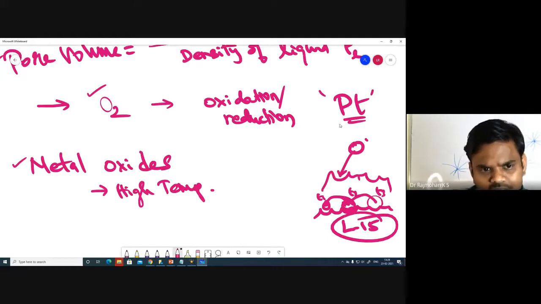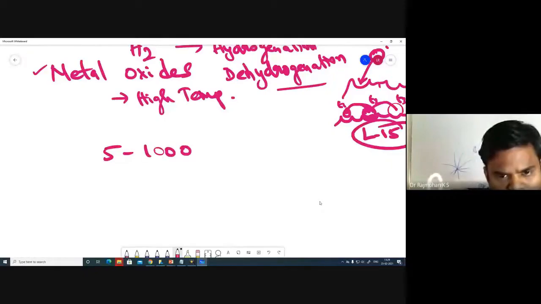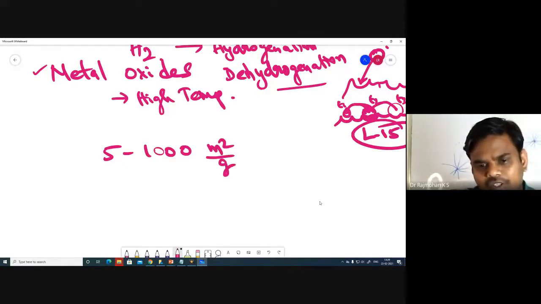Similar to oxygen, we have seen what adsorption of hydrogen is. If something favors adsorption of hydrogen on its surface, and surface diffusion can take place further, then they are preferred for hydrogenation or dehydrogenation reactions. So, hydrogenation of alkenes. Catalysts typically have 5 to 1000 or 5 to 2000 square meters of surface area per gram of the catalyst.